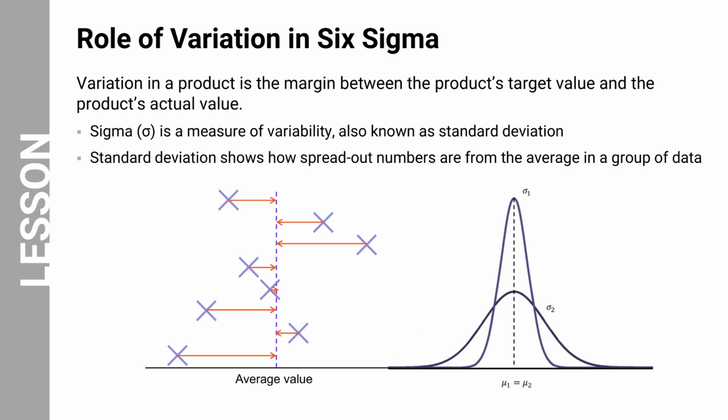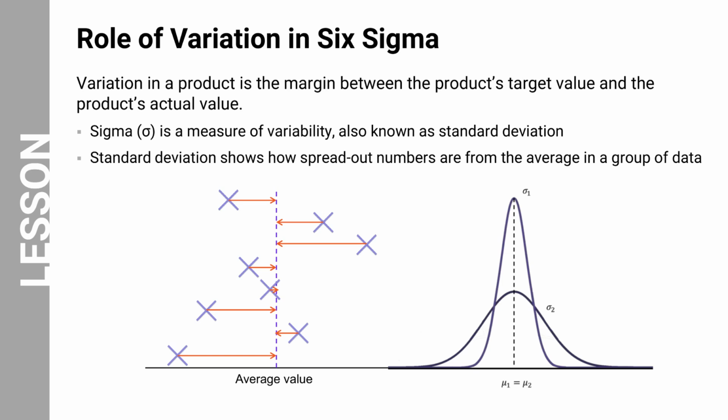To answer this, let's first define variation. Variation in a product is the margin between the product's target value and the product's actual value. It's what makes the product bigger or smaller, or heavier or lighter than the goal. Every process has some sort of variation, which in turn causes the product itself to have some variation. This is important because if a product's condition varies too far from the target value, customers will not be satisfied, and the product is deemed defective.